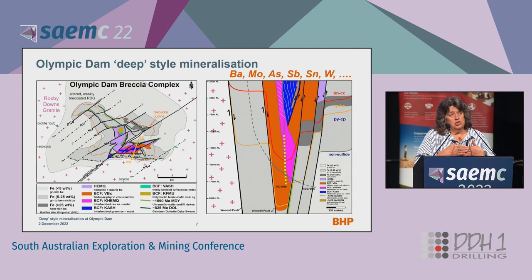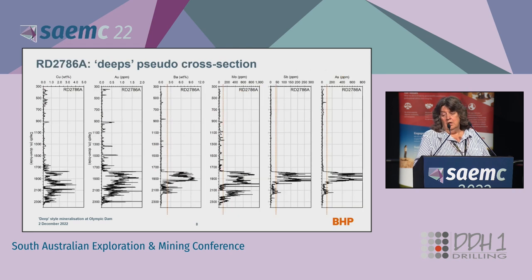Again, it was drilled from a distance off, but trying to intersect that deeper part of RD19-88 to get an idea of roughly the true thickness of what that mineralization might be. And again, the signature that we established from 1988, that deep signature, was really elevated barium, but also moly, arsenic, antimony, tin, tungsten, plus a little bit of other stuff. So we're going to look at 2786A now.